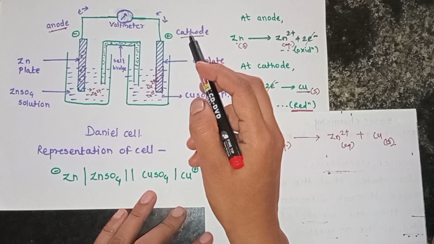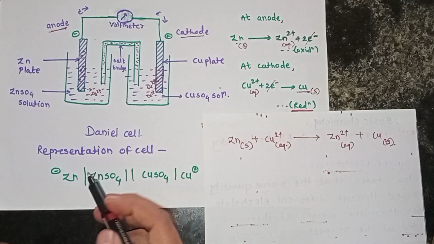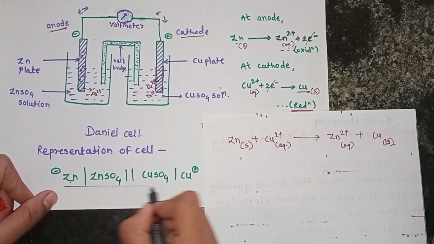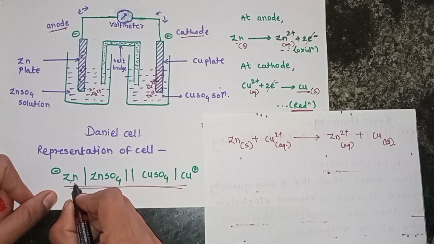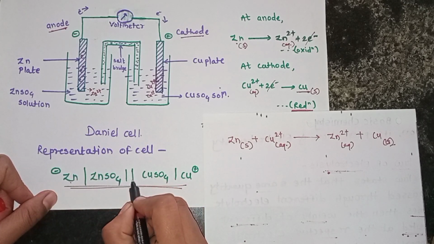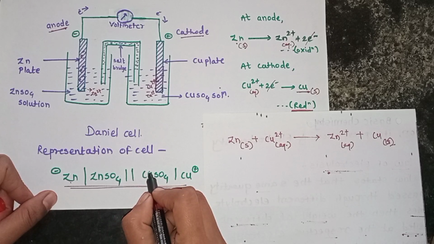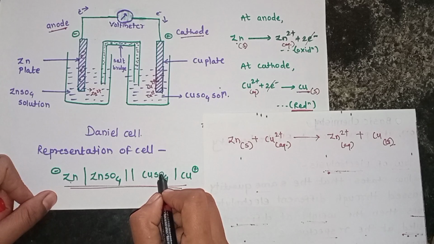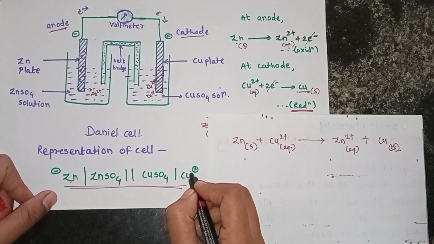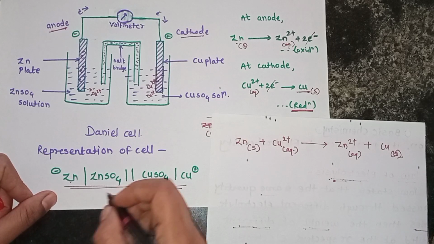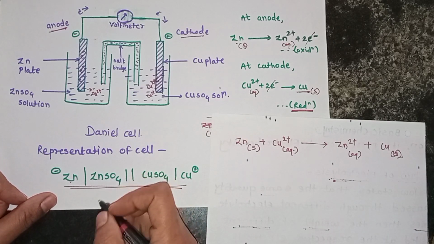The representation of the Daniell cell is Zn placed in ZnSO4 solution, then the salt bridge, connected in series to the copper sulfate solution with the copper electrode dipped in it. So this is the representation of the Daniell cell.